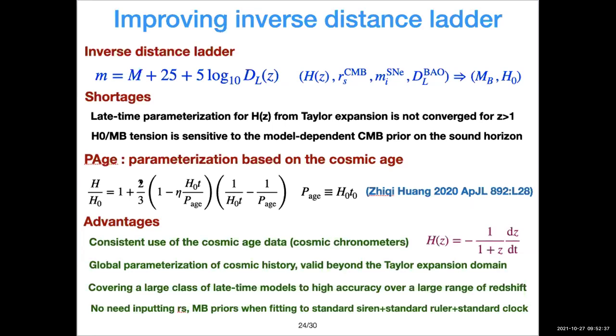And there are some advantages for this new parameterization. The first, this allows us to consistently use the cosmic age data, namely the CC data, since we explicitly use the cosmic age. And second, this is a global parameterization of the cosmic history, valid way beyond the Taylor expansion domain. And third, this also covers a large class of late-time models with high accuracy over a very large redshift range. And last, we don't need any inputs of the prior on the sound horizon or the absolute magnitude when fitting to, for example, standard sirens, standard rulers, standard clocks.